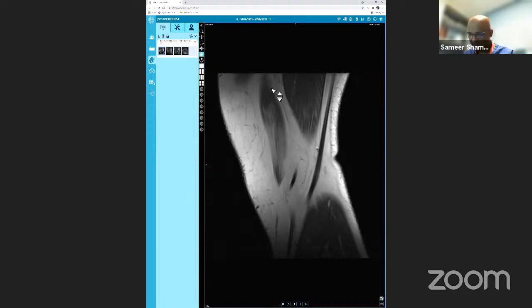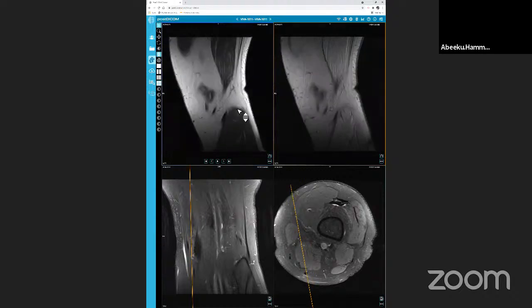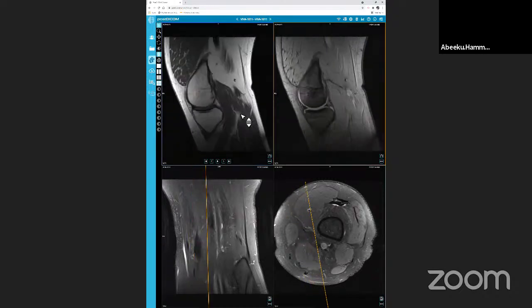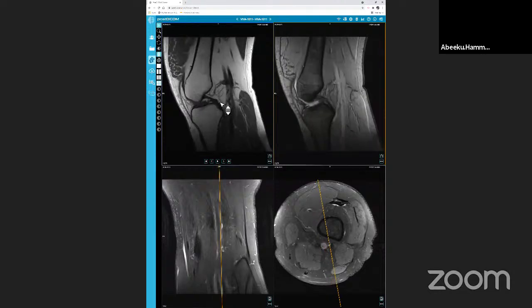So this will probably be your last one. This patient presented with a painful knee. Four sequences here: standard T1, and then three-plane PDFS. Okay, so this is an MRI of a knee. I go to the first one, using the T1 to assess the bone and the bone marrow. No fracture. Normal bone marrow signal.